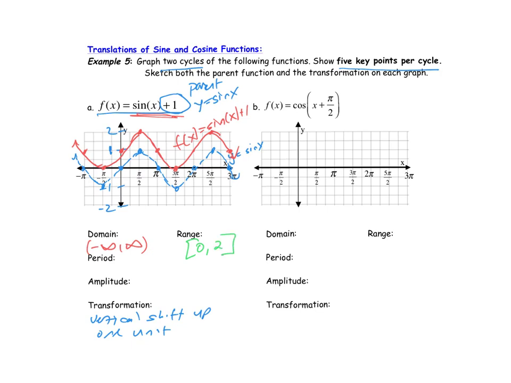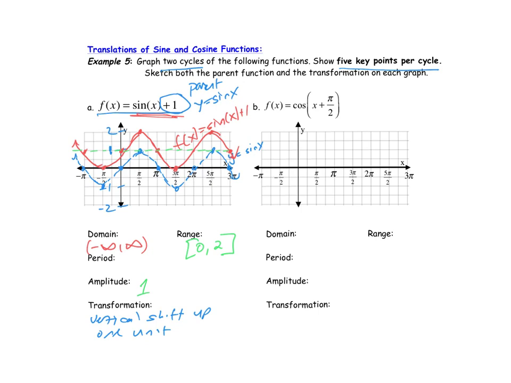The amplitude is the distance from the midline. So the midline now is at y equals 1. So the amplitude is the distance from the midline to the maximum. So the distance from 1 to 2 is 1. You could also think the distance from the midline to the minimum. So from 1 to 0 is 1 unit. Or half the distance between the minimum, 0, and the maximum, 2, which would be half of 2, which is 1. So the amplitude is going to be 1.